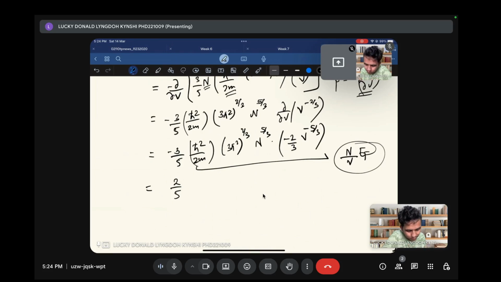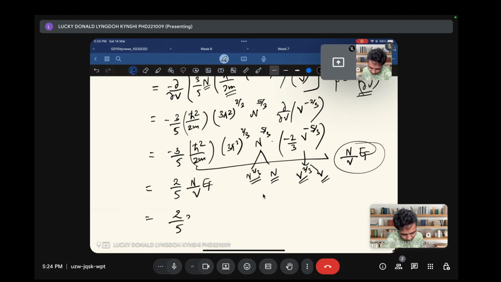Why I'm saying that is because h cross square by 2m is the same thing, and 3 pi square n to the power 2 by 3 here you can split into n to the power 2 by 3 and n. And here also you can split v to the power 2 by 3 into v. Correct. So what happens? This and this remain the same as your EF, and your unit is n by v. So n by v EF. Right? So that means 2 by 5 n EF, where n is equal to n by v.